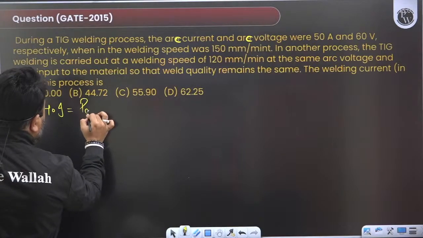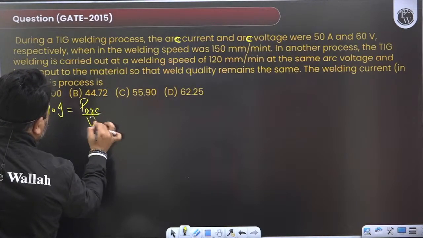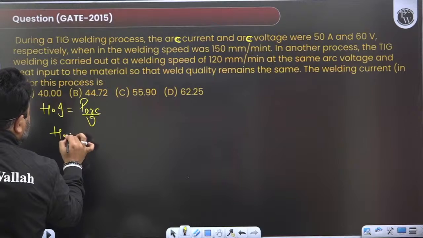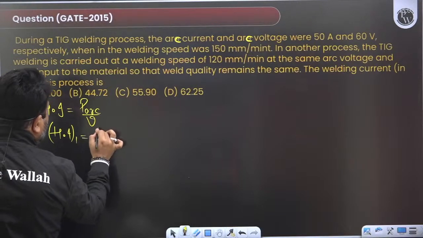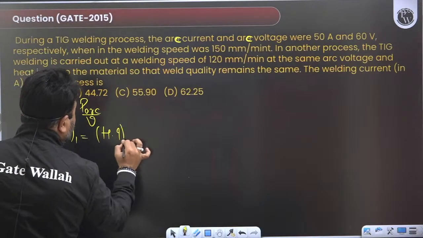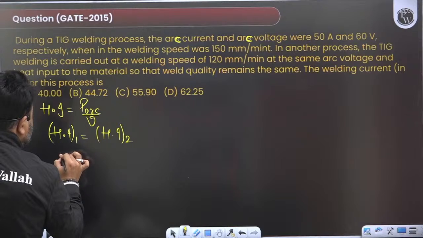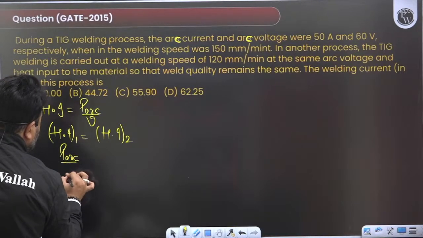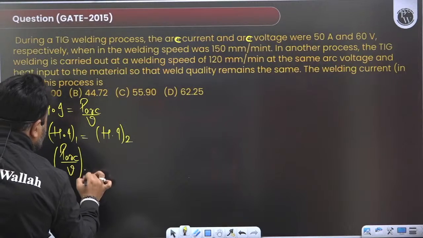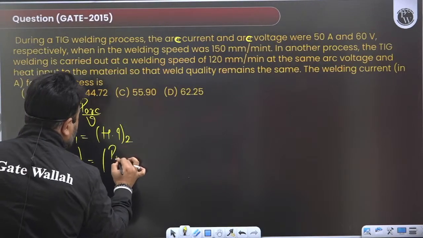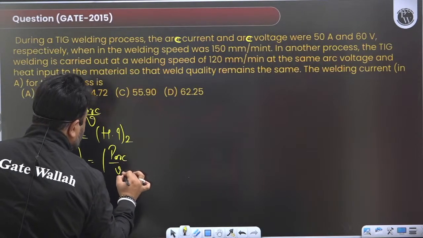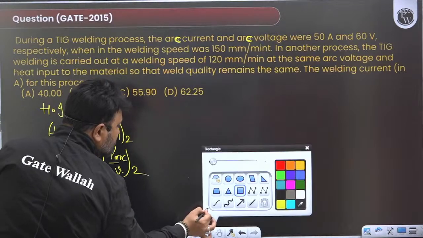We know that the heat input is equal to arc power divided by welding velocity. In this case, heat input 1 equals heat input 2. So heat input 1 is the power of the arc divided by welding velocity 1, equal to the power of the arc divided by welding velocity 2.